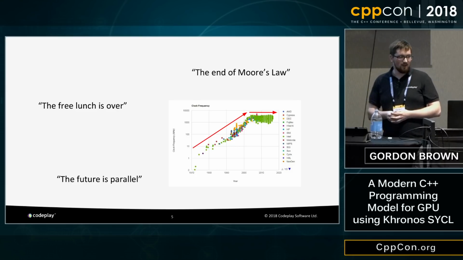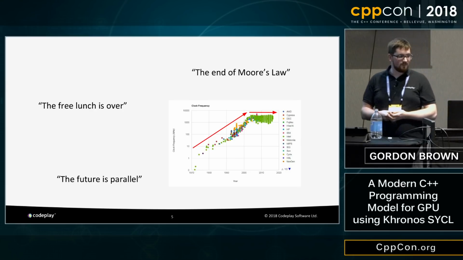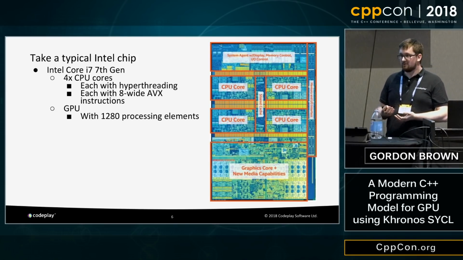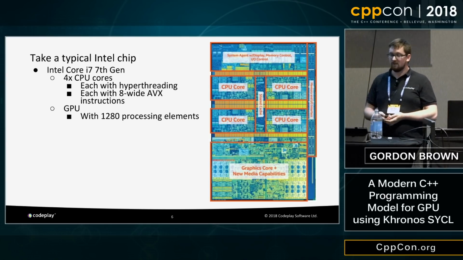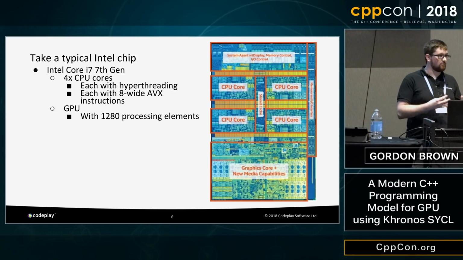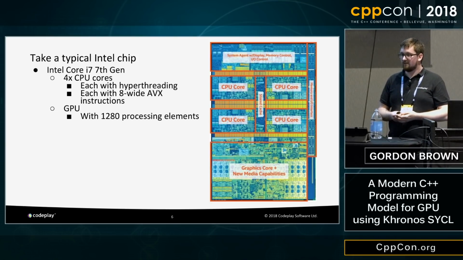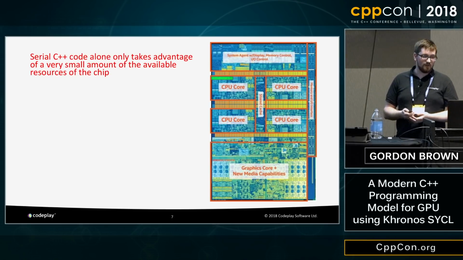So to take a quick example, consider a typical Intel chip. This is the Intel i7 7th gen. It has 4 CPU cores, each with hyperthreading, and each with 8 wide AVX instructions, and it has integrated HD graphics with 1280 processing elements. So if you're only writing sequential C++ code, you're only taking advantage of a very, very small portion of that chip. There's a lot of the chip that you're not taking advantage of.